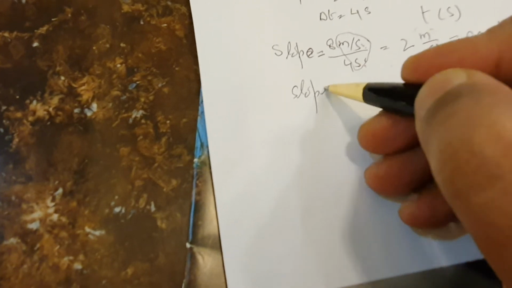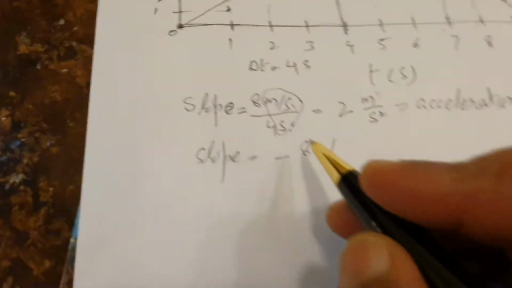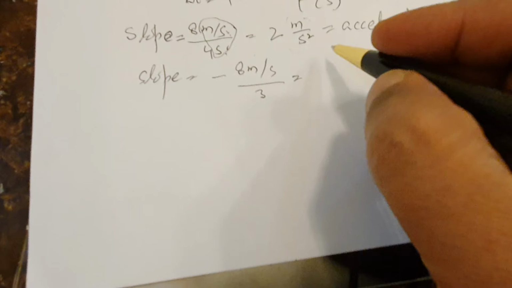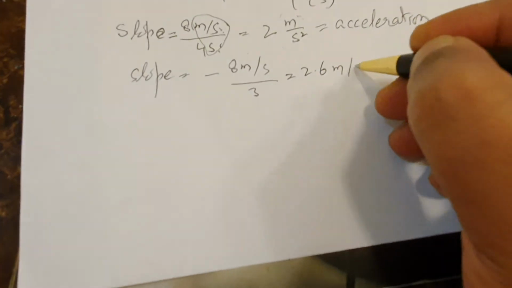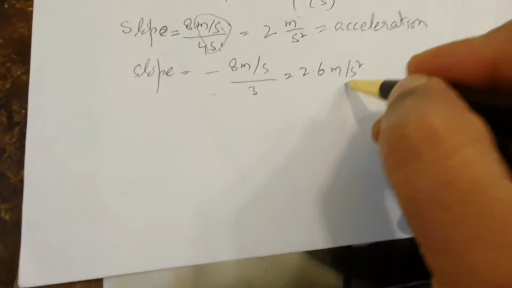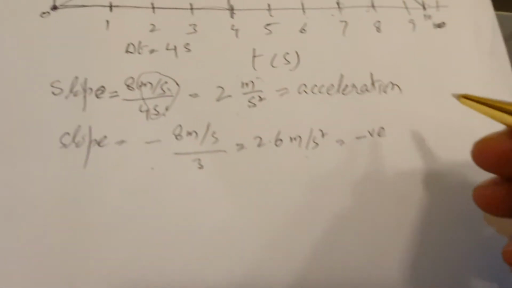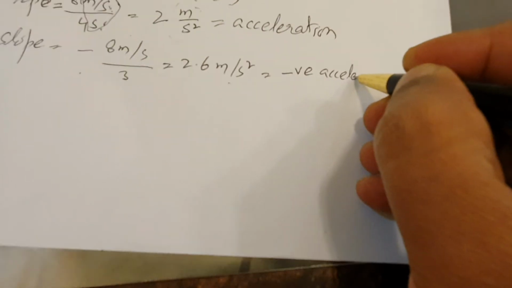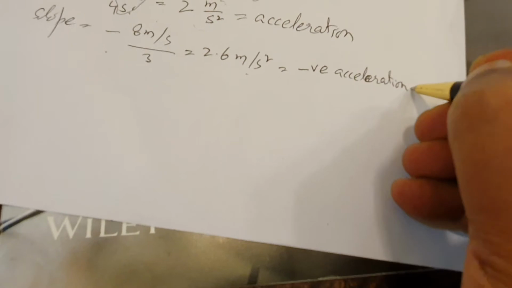So in this part my slope is negative. 8 meter per second divided by 3 seconds, so it is something around 2.6 meter per second squared. This is a negative slope. It is called negative acceleration.